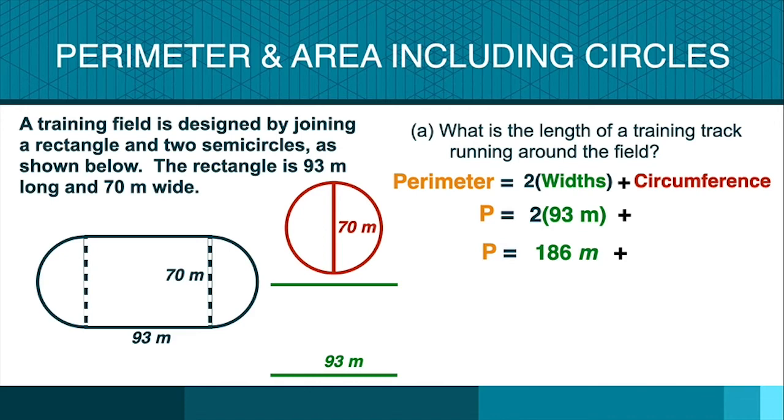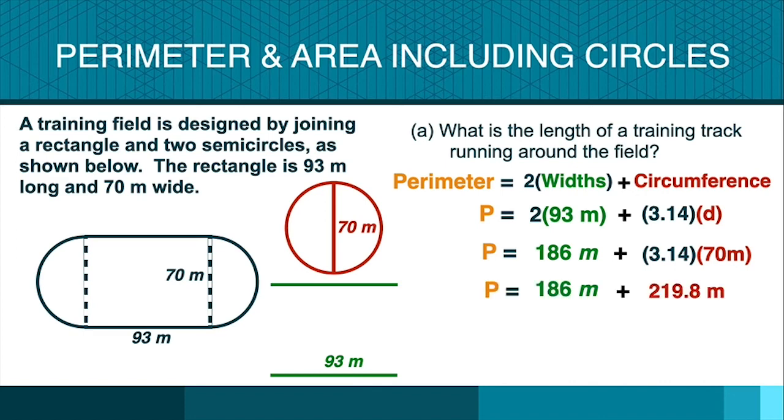The length of the rectangle is also the diameter of the circle, which is 70 meters. The circumference of the circle is pi times the diameter. Substitute 70 for the diameter and 3.14 for pi and multiply. The circumference of the circle is 219 and 8/10 meters. Finally, add the width of the rectangle and the circumference of the circle, 186 meters plus 219 and 8/10 meters, to get a total perimeter of 405 and 8/10 meters.